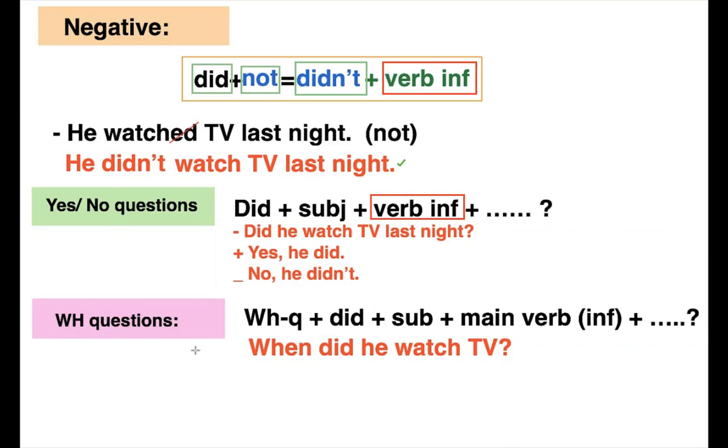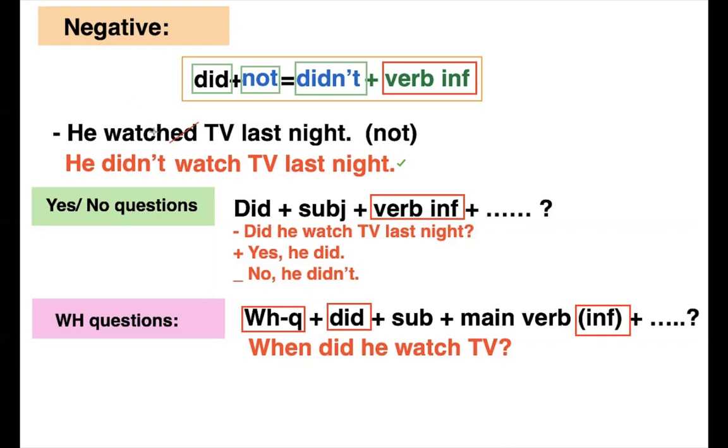Now, how to make WH questions? We just add the WH word, and after that, the helping verb here is did. And the subject, then the main verb, infinitive. Yes, put that in mind. We put the main verb in the infinitive.